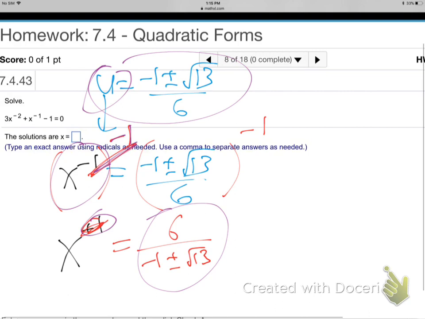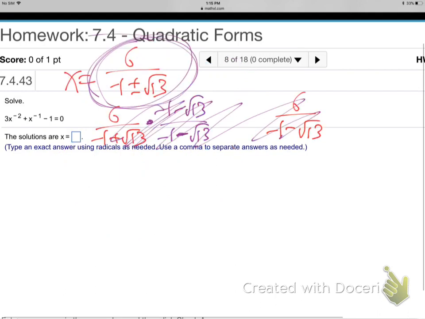Good? Mr. Aaron, is it all right if you do the 1 over x? Yeah, that way will work. I wouldn't suggest it because we're going to do some other things, and then it won't work then. But it works for that one for there.